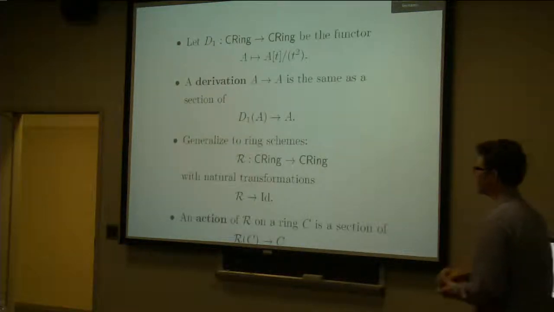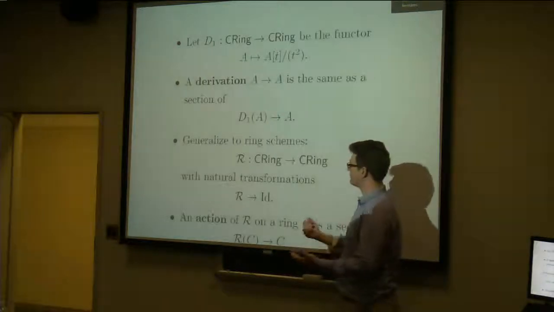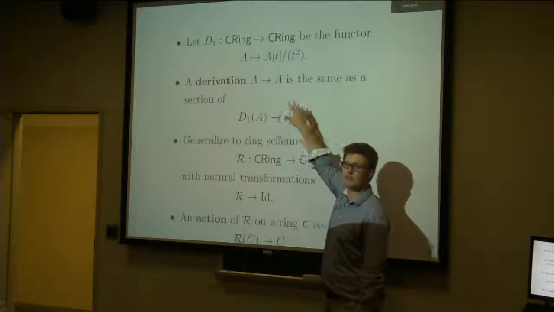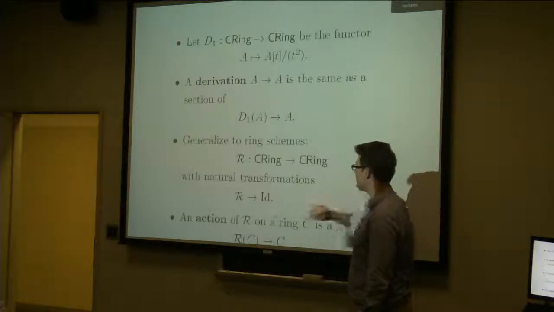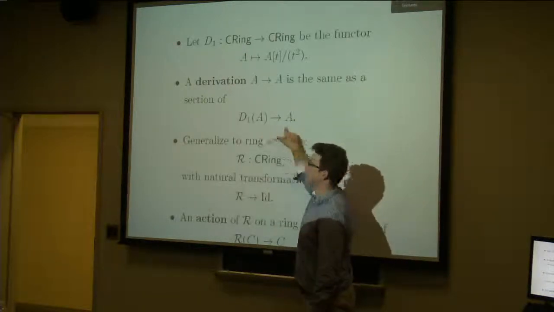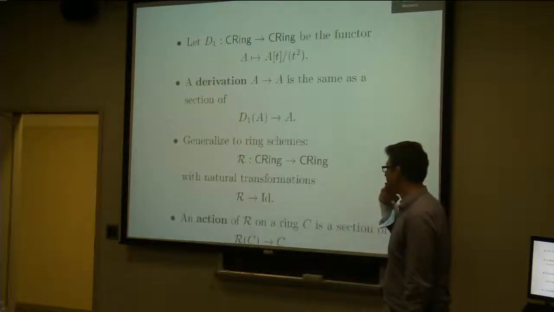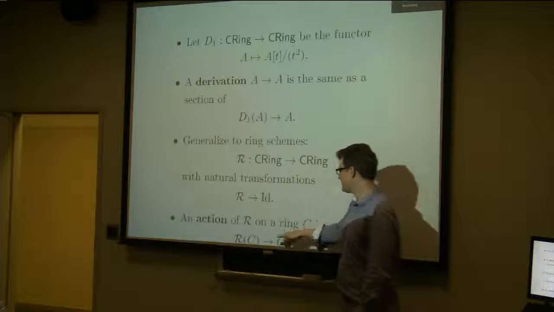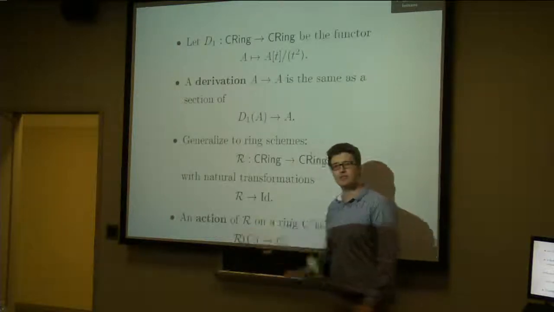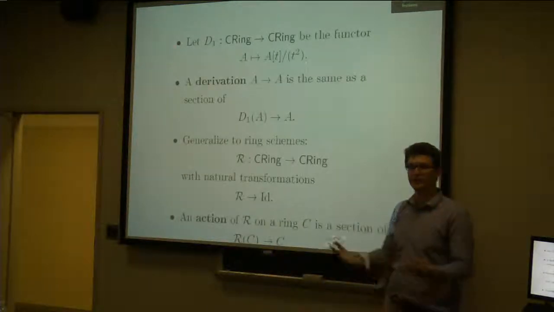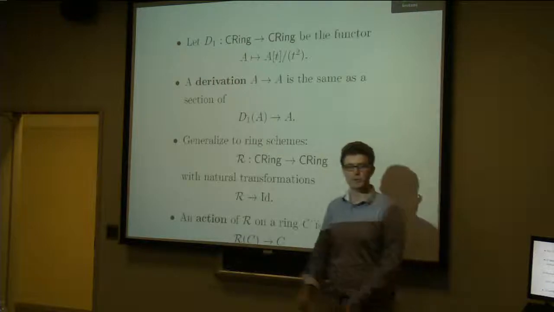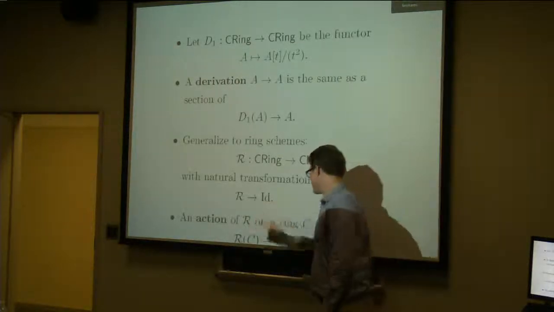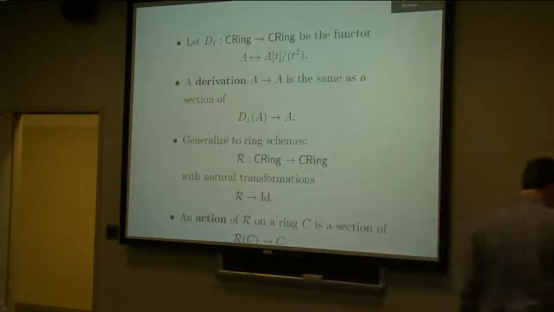We can generalize this. A ring scheme is a functor like this; the dual numbers are an example. There's a natural transformation to the identity, so it has a projection like this. An action on a ring C will simply be a section of this map. That's all we're going to say; that's what an action is. So that's what we're going to define.